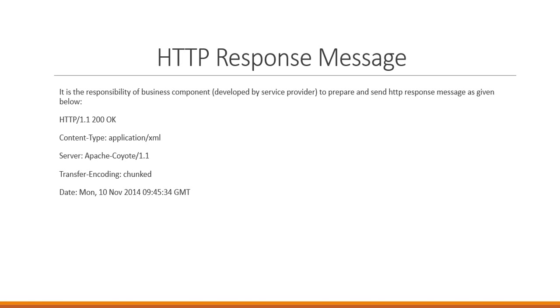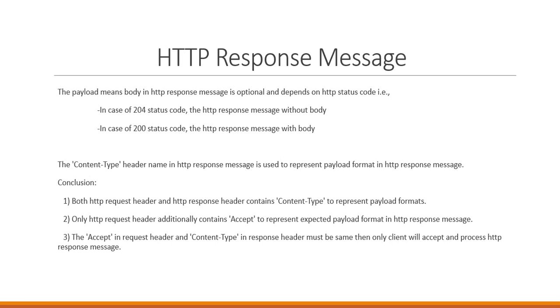Let's see the sample response message. If we are using the GET operation, we will get HTTP 200 status. This is the sample format. Generally a 204 status code means there is no body, and a 200 status code means we can bind the body, the response message.